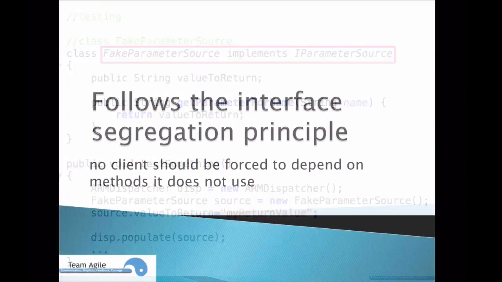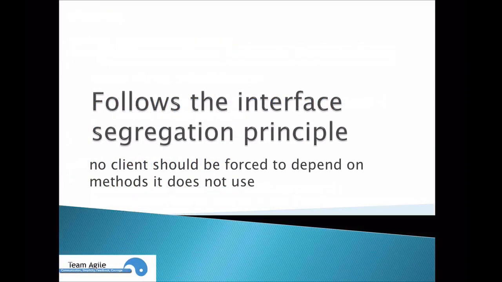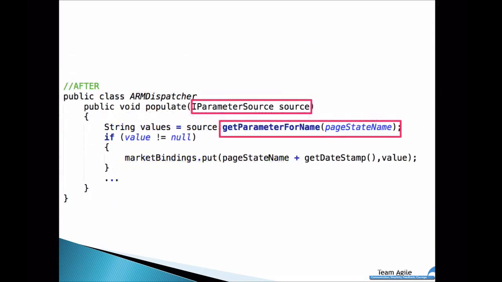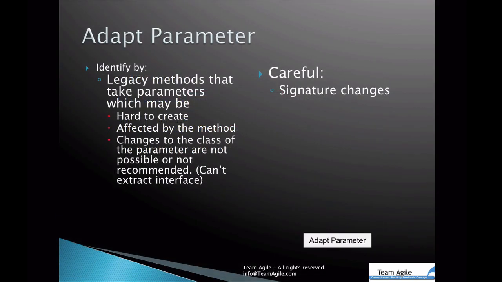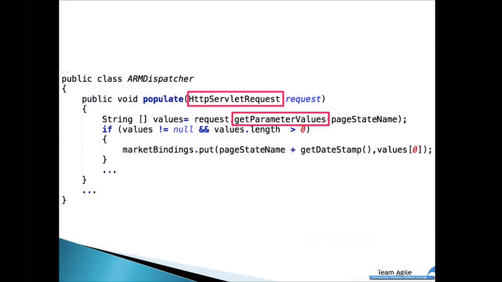Let me show you the principle itself. It follows the interface segregation principle. And the idea is that no client should be forced to depend on methods that it does not use. So let's say that your method relies on HTTP context. In this case, this is Java, so it uses HTTP servlet request, but it just might as well be HTTP context.